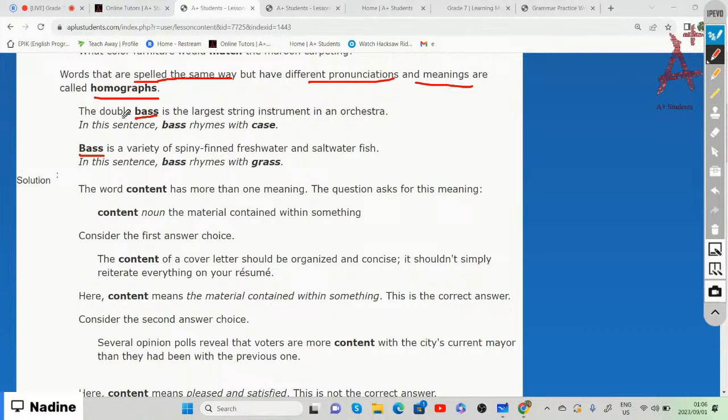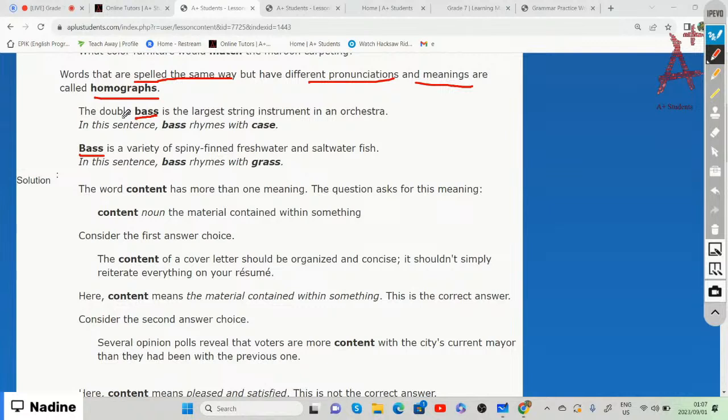The question asks for the meaning, right? The meaning is usually, for example, like saying the meaning of something. What does it mean? The definition, right? So if we look at the word content, the first meaning of the word content is material contained within something. Content is the material contained within something. That is the content.